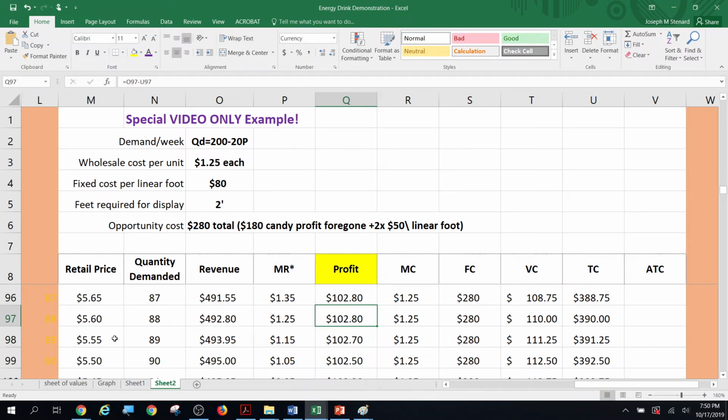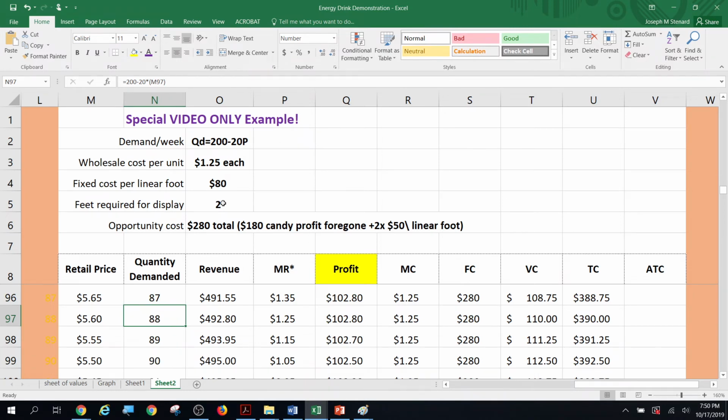Well, we'd like to be known as a low price leader. We'd like to have 88 visitors per week rather than only 87. They might come in and buy other stuff while they're there. So volume and market share is better. So for those reasons, you could make the argument that charging $5.60 is the right price, and getting 88 sales of 88 cans of energy drinks sold per week is the right amount.